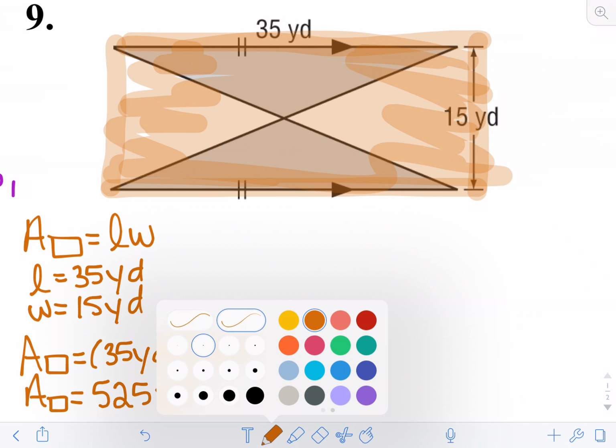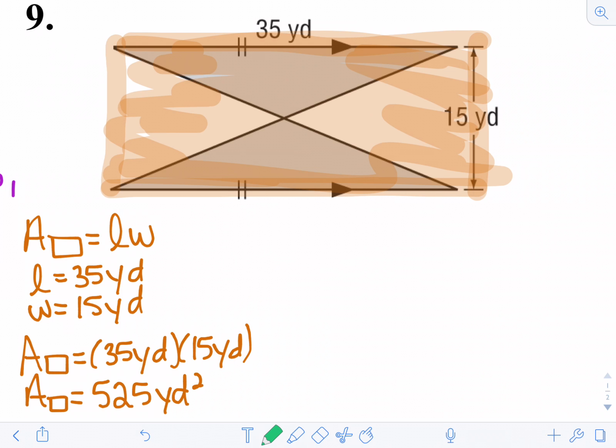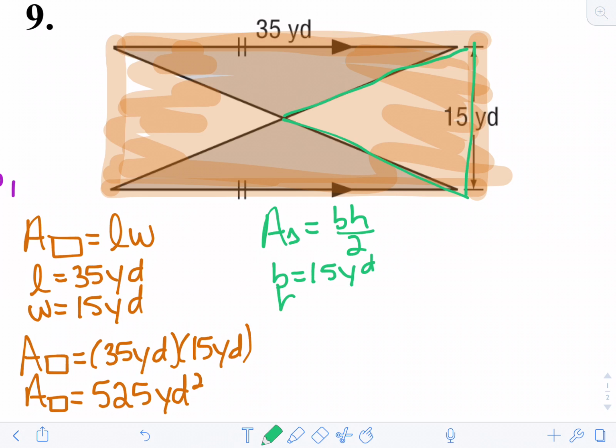Then what I would do is find the area of one of these triangles right here. My area for a triangle is going to be base times height divided by 2. I know my base is 15 yards. And your height here, there's part of that, that's like the other triangle. The height here is just half of 35. Half of 35 is 17.5, and that's going to be yards. So that's my height.